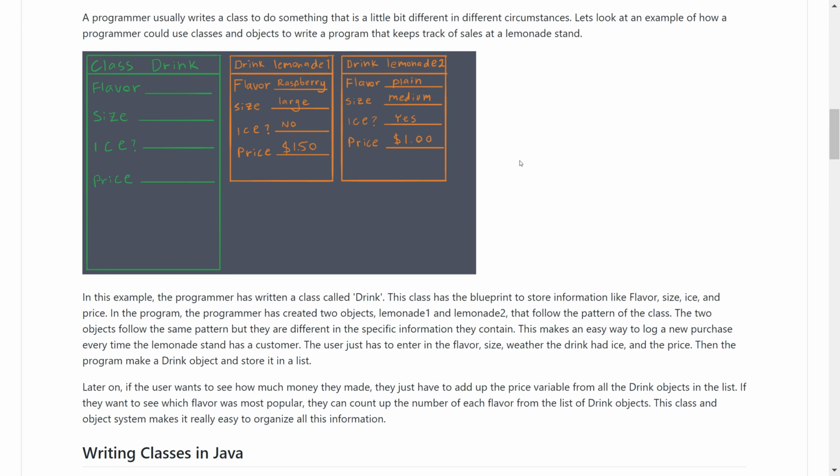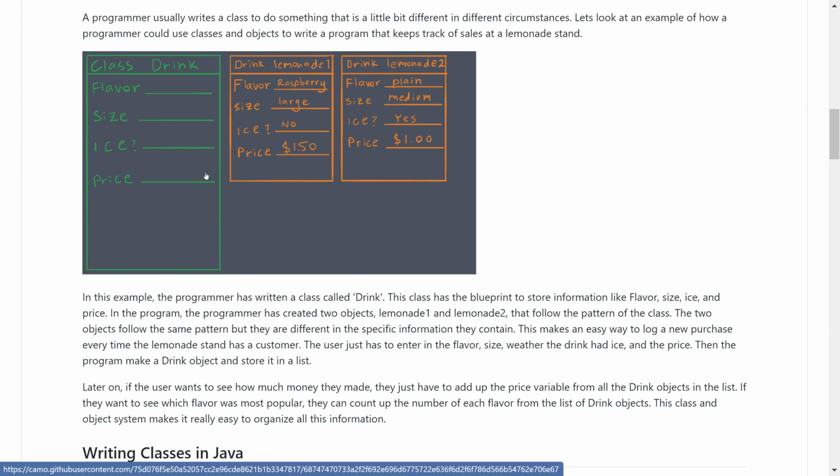In this example, a programmer has written a class called Drink. And this program is supposed to help keep track of sales for a lemonade stand. Every time an item is sold, they want to keep track of what flavor they sold, what size it was, whether or not the person asked for ice, and how much it cost. So the programmer creates this class called Drink, and they give it some characteristics. For instance, they can give it a variable that represents the flavor and the size and whether or not it had ice and the price.